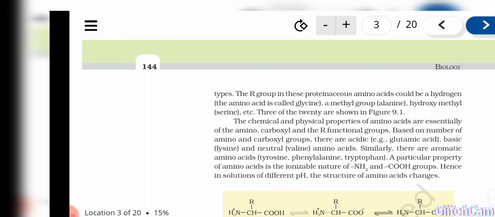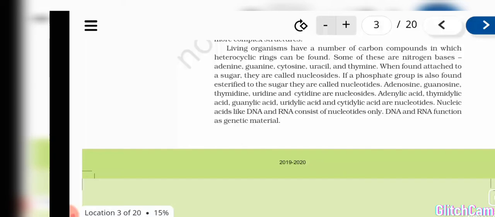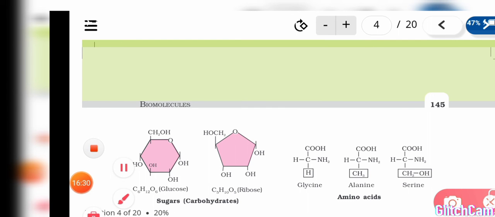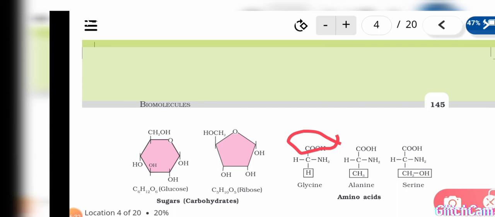So if you see an amino acid, it's a substituted methane, I told you, isn't it? Substituted methane. Methane will have carbon with 4 what? Hydrogens, isn't it? CH4 is what? Methane. So you can see the hydrogen will be substituted by what?